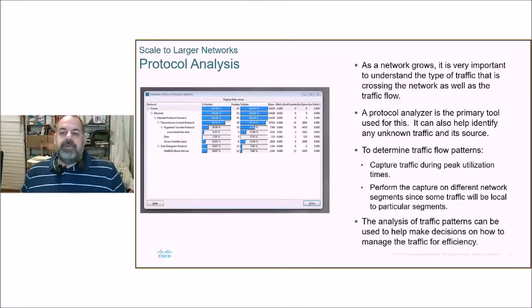As a network grows, it's very important to understand the type of traffic that is crossing the network as well as the traffic flow. A protocol analyzer is the primary tool used for this. It can also help identify any unknown traffic and its source. To determine traffic flow patterns, capture traffic during peak utilization times, and perform the capture on different network segments, since some traffic will be local to particular segments. The analysis of traffic patterns can be used to help make decisions on how to manage the traffic for efficiency.